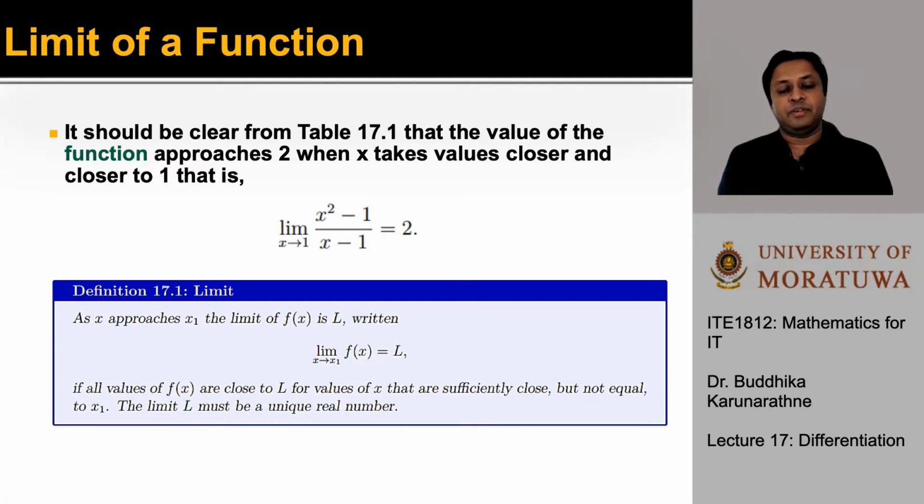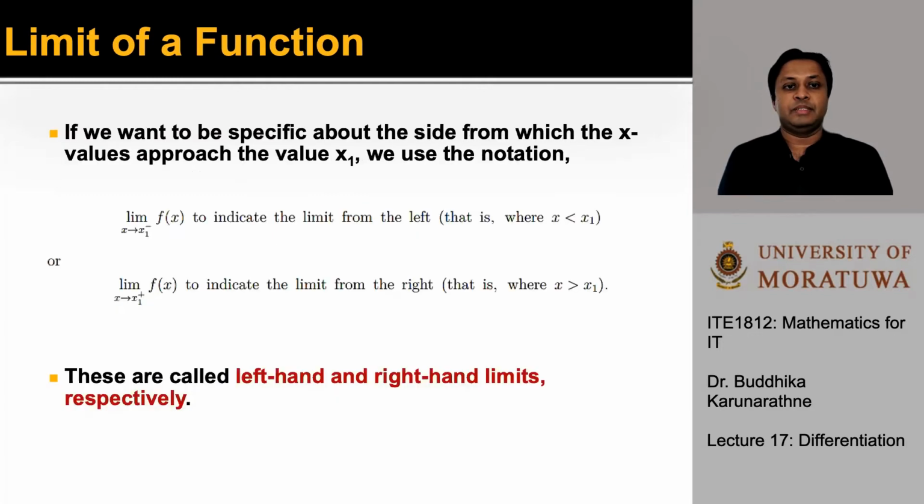So now we try to define the limit in a formal way. As x approaches x1, the limit of f(x), which is L, is written as what you can see on the slides, the formal equation for limit. This is defined if all values of f(x) are close to L for values of x that are sufficiently close to x1 but not equal to x1. So the limit L should be a unique real number. We will see some examples for this later on.